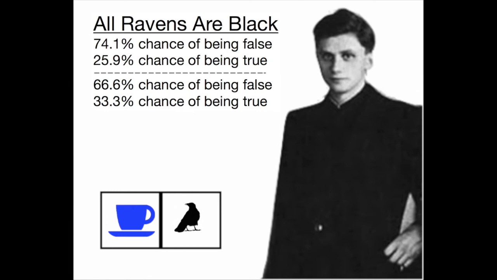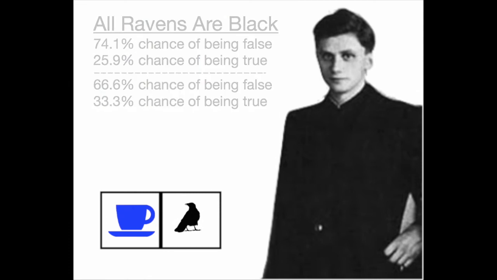Thus, finding a non-black coffee cup increased the probability of "all ravens are black" being true from 25.9% to 33.3%. So how do we resolve this paradox? Well, there are a couple ways. Perhaps the most intuitive is the standard Bayesian solution, which accepts the paradox but points out that the evidence for "all ravens are black" provided by a blue coffee cup is minimal.